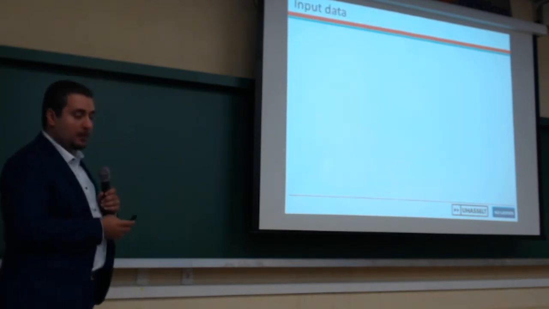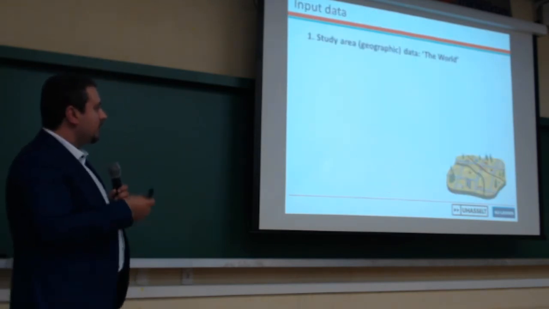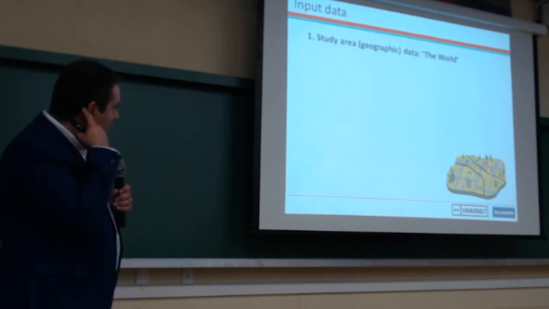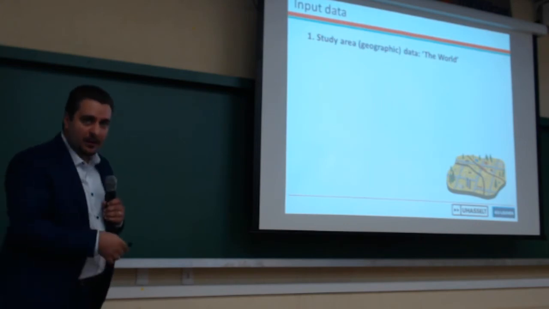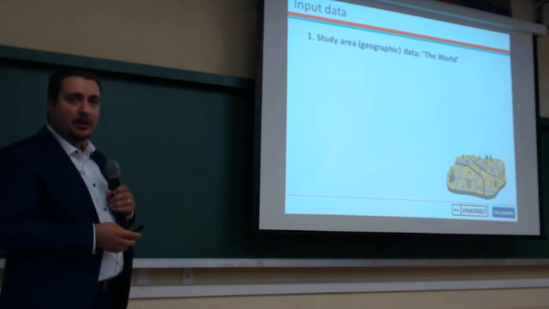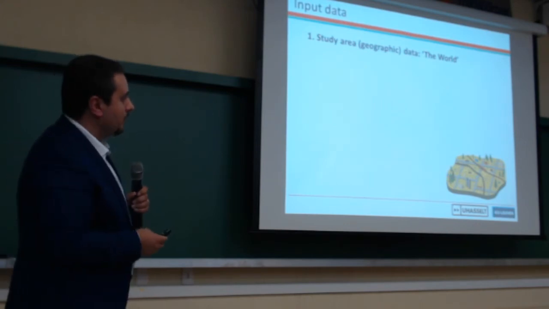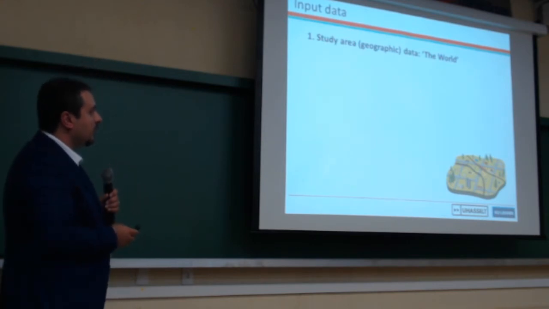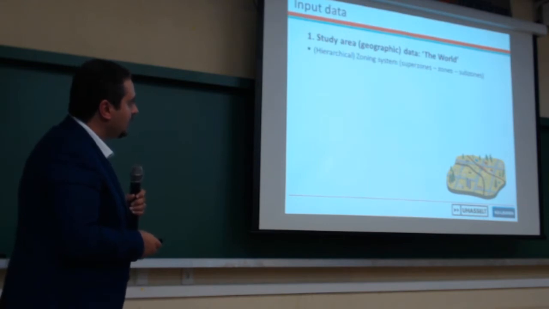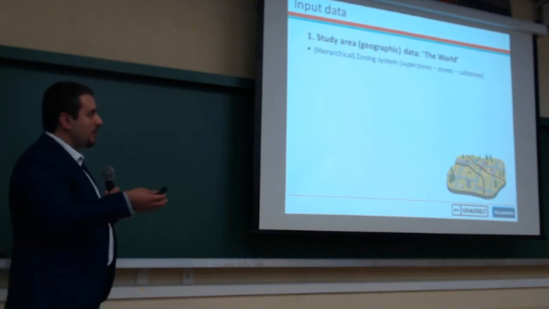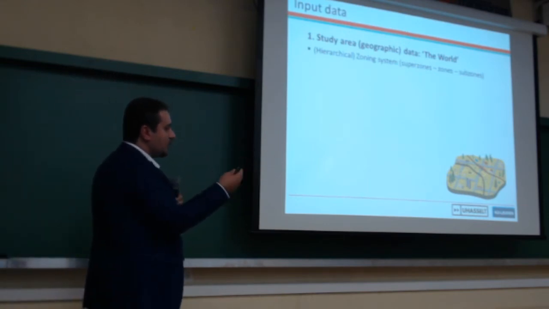So a little bit about the input data. The first thing is the study area data, so where we are going to predict the transportation network and the individuals' behavior. There are different zoning systems. In our case, we defined super zones, zones, and subzones.